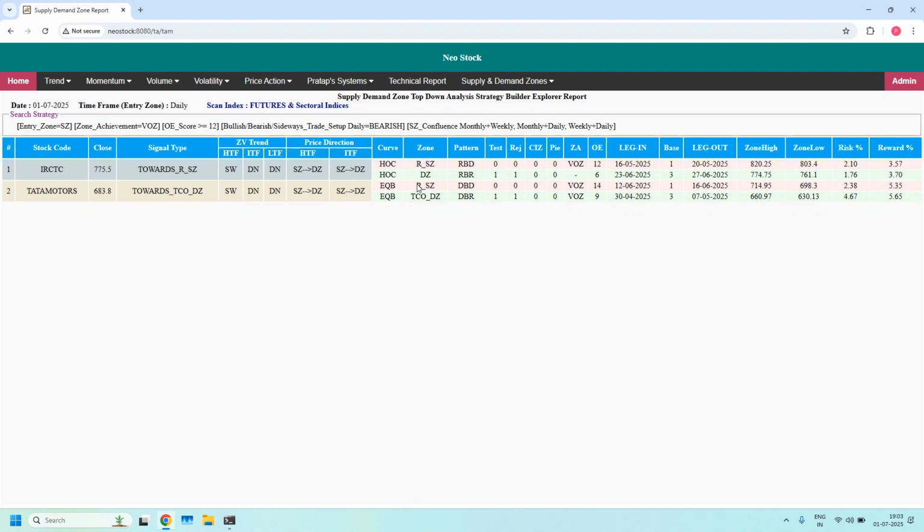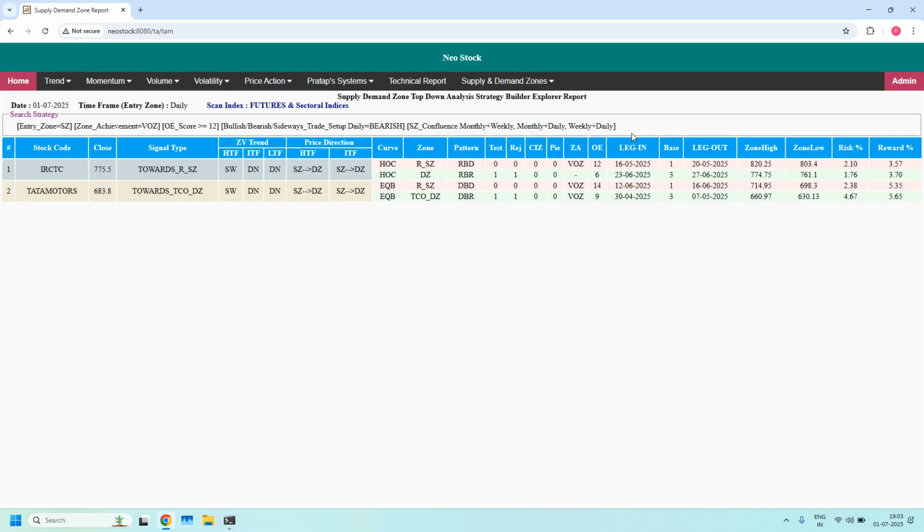That means in both stocks, daily zones overlapped with weekly, both together overlapped with monthly supply zones. But monthly trend is sideways. EMA confluence does not give any advantage when the trend is sideways. So we are not filtering based on EMA. So this is a bearish trade setup for monthly income trade. So we have completed monthly income trade reports.